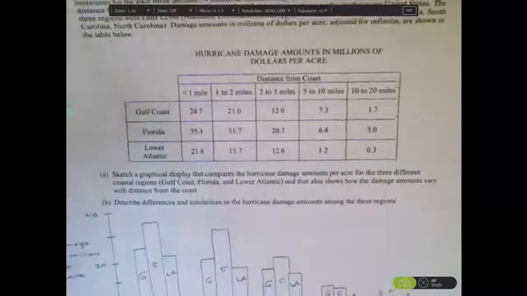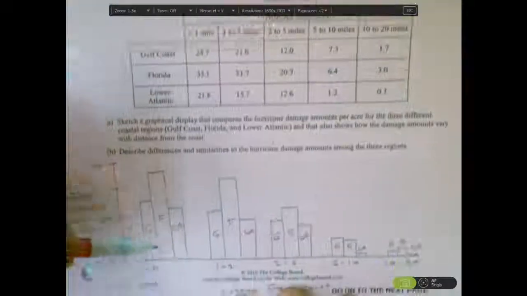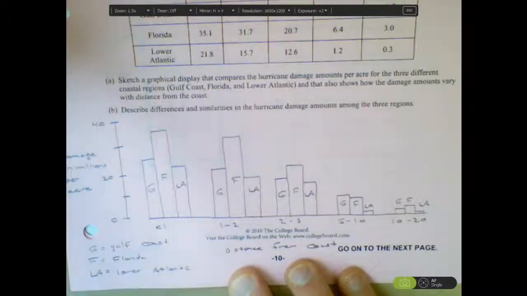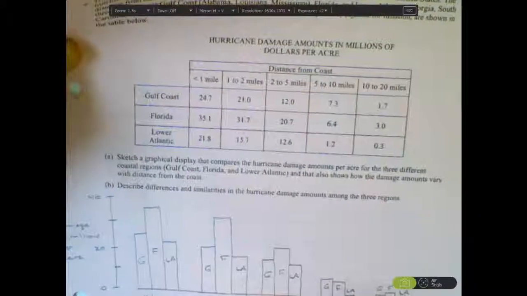Okay, I have my three coastal regions here. I have a key: G is Gulf Coast, F is Florida, LA is Lower Atlantic. I have the distance from the coast. I probably could have added some units there in miles, which is definitely something you'd want to do. And over here, I have the damage in millions per acre. You'll notice that I have the 5 different regions listed here.